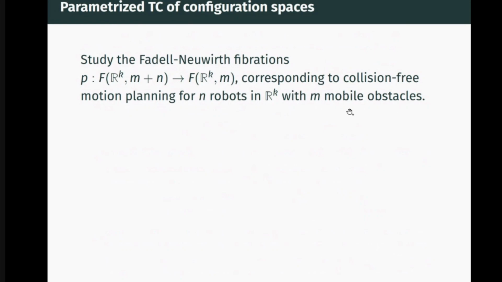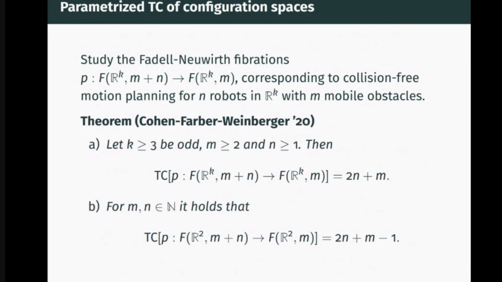But as we just said, they are still during the movement. So we consider the obstacles as fixed during the movement, but they might change over time between the movements. Okay, this was then really computed by Cohen, Farber, and Weinberger. They had some situations, not everything, but one half of it actually. If we take odd-dimensional Euclidean spaces of dimension at least 3, and we have at least two obstacles and at least one robot, then the TC of this fibration is 2n plus m.